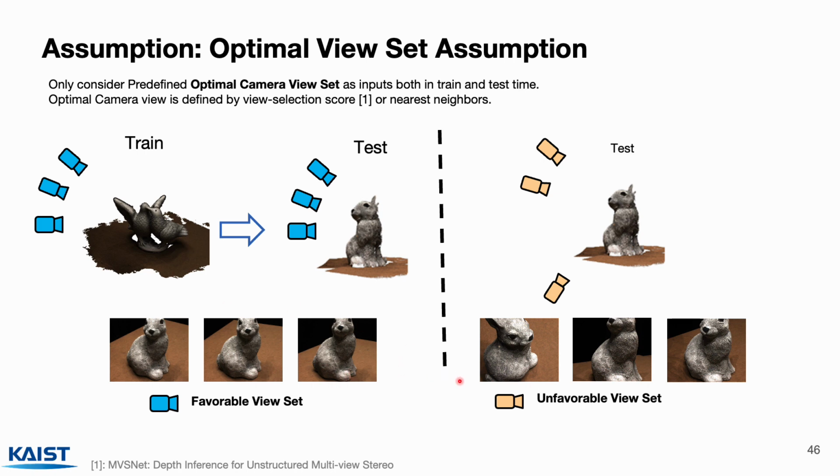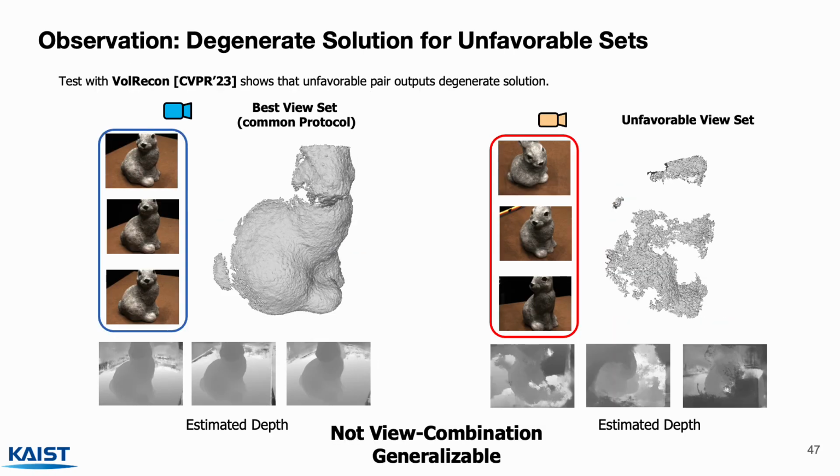Therefore, if an arbitrary test set that was not seen during the training process is introduced, let's say we have large translations and rotations here, it leads to the problem of the baseline method not working properly. To verify this, we tested a state-of-the-art model called VolRecon with both the best view set and an unfavorable view set as input. We can observe a drastic performance degradation when using the unfavorable set, as you can see in this right figure. The estimated depth also looks severely degraded. We call this property not view combination generalizable.